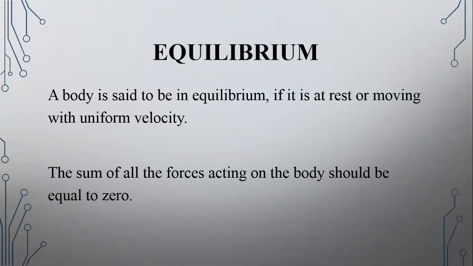So in both states, the object is said to be in equilibrium. Mathematically we can write the sum of forces is equal to 0. This symbol is used for sum and known as summation. So summation F is equal to 0. Sum of the forces is equal to 0.